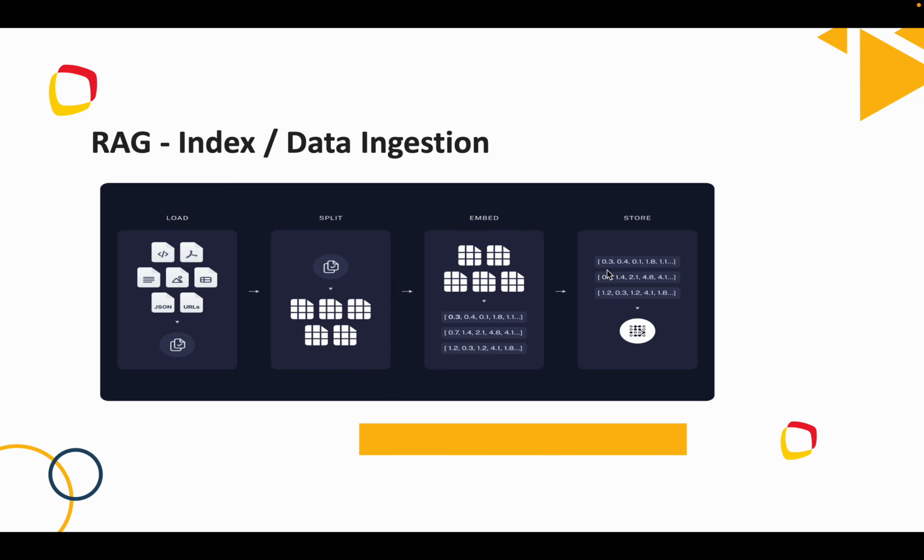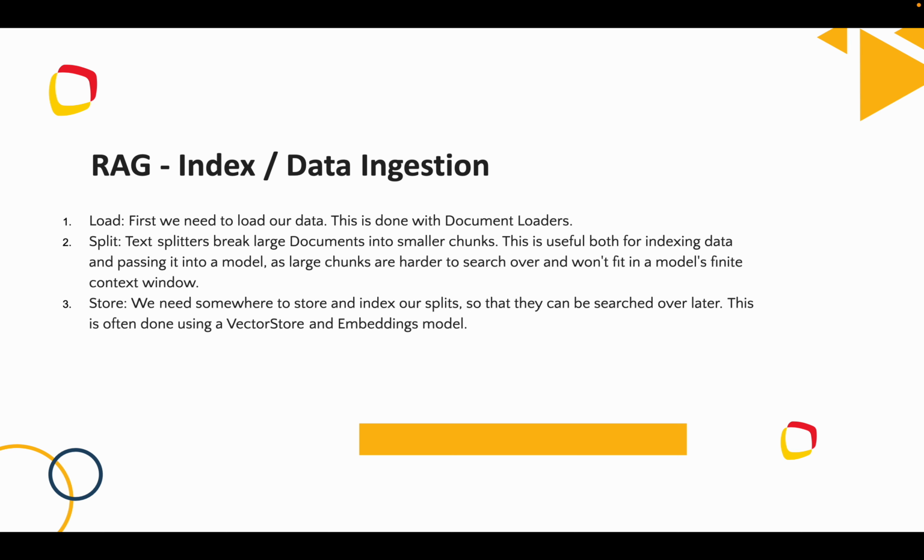There are different vector DBs, so we will save into the vector storage. So this is the data ingestion part. One is the loading part, then the splitting part. Once it is loaded, we will split it, then we will create the embeddings, and we will store them in a vector store. This is just an explanation of what I just said.